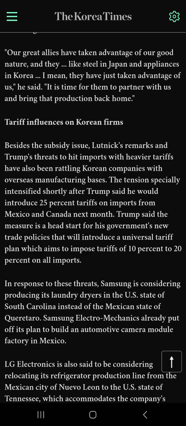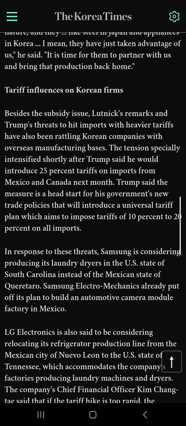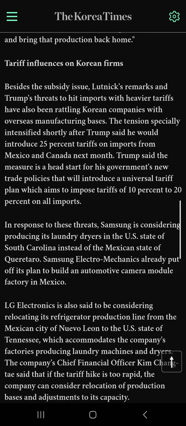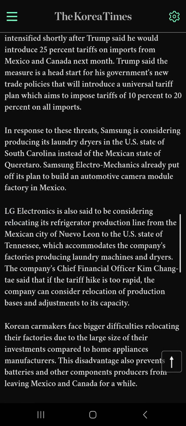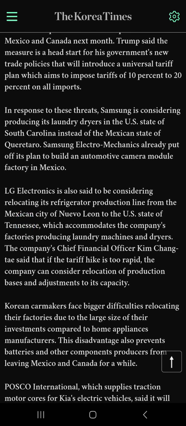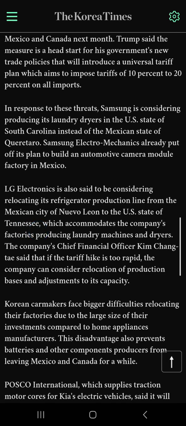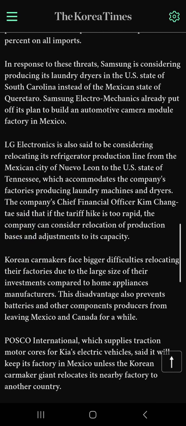In response to these threats, Samsung is considering producing its laundry dryers in the U.S. state of South Carolina instead of the Mexican state of Querétaro. Samsung Electro-Mechanics already put off its plan to build an automotive camera module factory in Mexico. LG Electronics is also considering relocating its refrigerator production line from the Mexican city of Nuevo León to the U.S. state of Tennessee, which can accommodate the company's factories producing laundry machines and dryers.